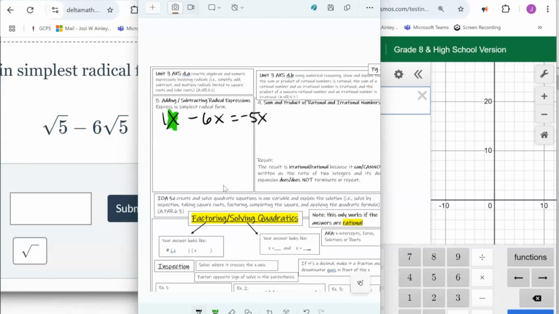It's the same thing with radicals, only in place of the x, now I have radical 5 minus 6 radical 5. Again, as long as the radicands, the numbers inside the radical, are exactly the same, then it's apples with apples, oranges with oranges. So this is the exact same thing as the one above.